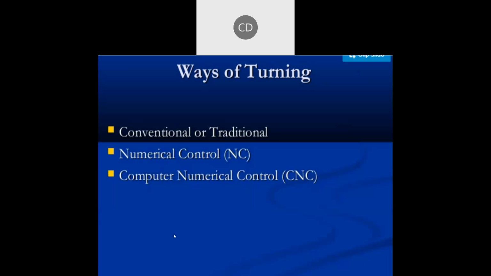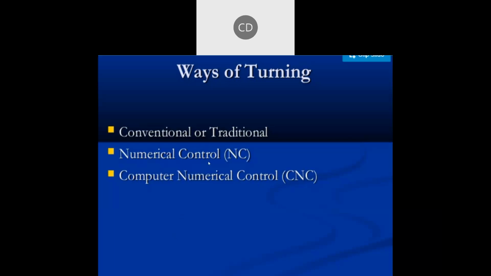So, the ways of machining process. We have three methods of machining process: conventional or traditional, NC, and CNC. The conventional or traditional method is one of the oldest methods. We use machining operations like shaper, planer or milling. Conventional means the workpiece and the tool are in direct contact. That is called the conventional process.